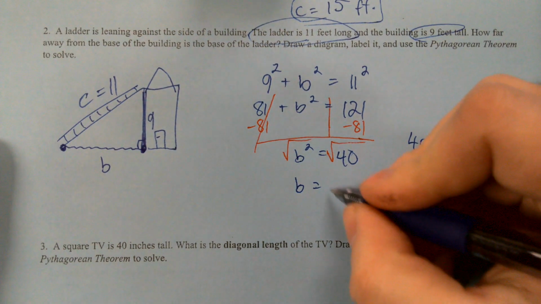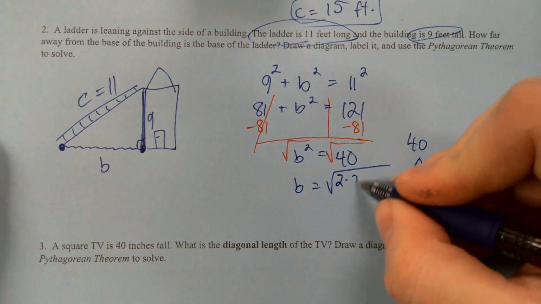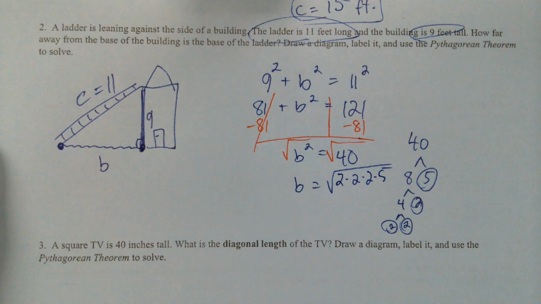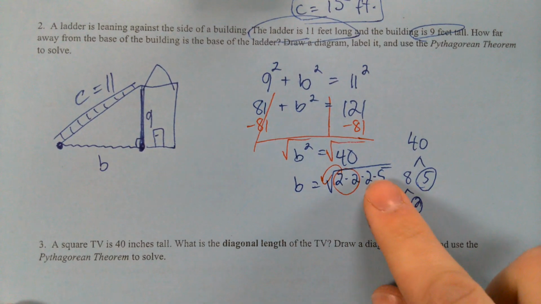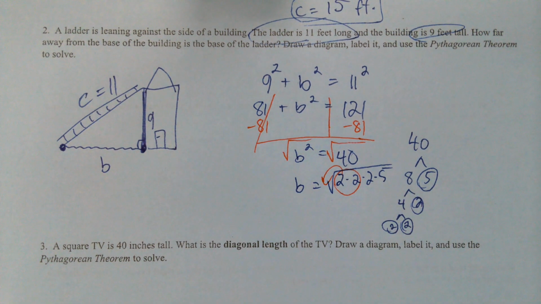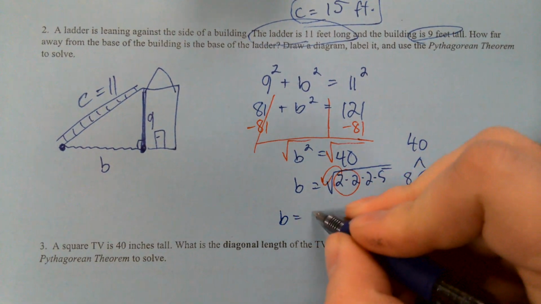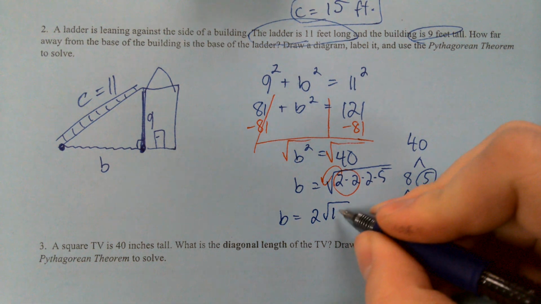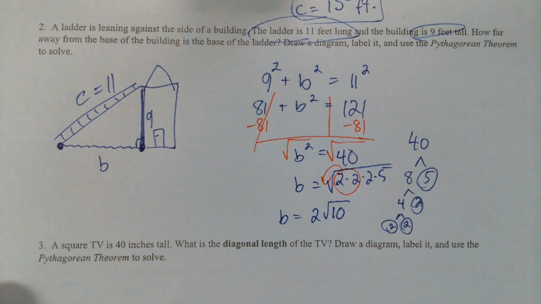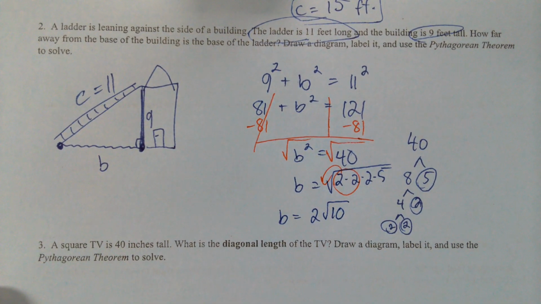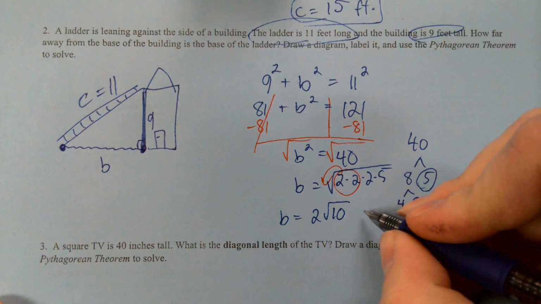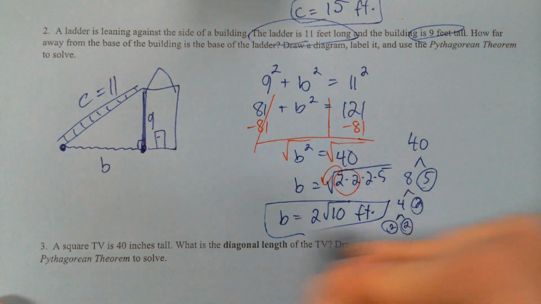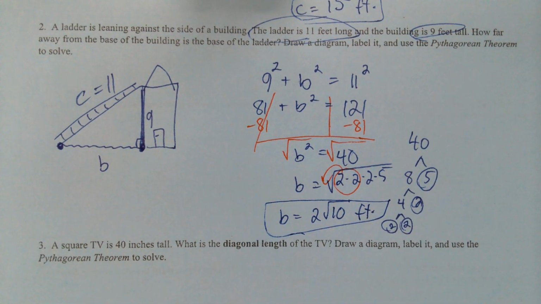So now b is equal to the square root of 2 times 2 times 2 times 5. What's the identical pair we can pull out here? 2. Pair of 2's, good. Now a 2 and a 5 are left underneath the square root. What are we going to do with that 2 and that 5? We're going to multiply them and get 10, right? 10. So we get b is equal to 2 root 10 what? Once again, feet. 2 root 10 feet.